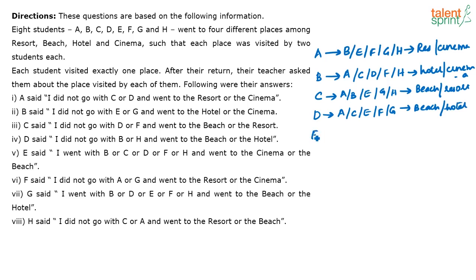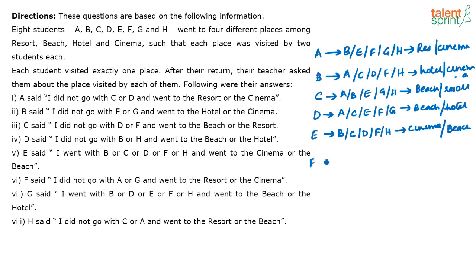Then E says I went with B or C or D or F or H, and he went to either cinema or the beach. See, earlier till D, these people said I did not go with these people. So we found out who the possible persons they can go with are. Now if you look at E, he is very clearly saying I have gone with any one of these people, and I have gone either to cinema or to the beach.